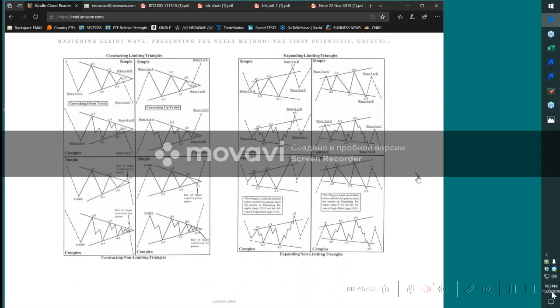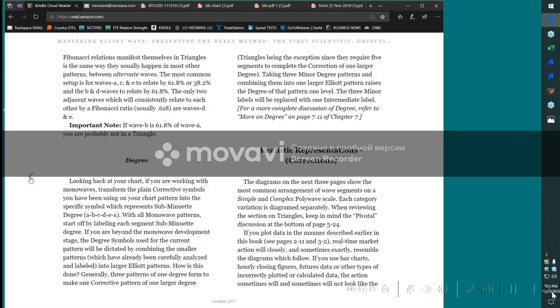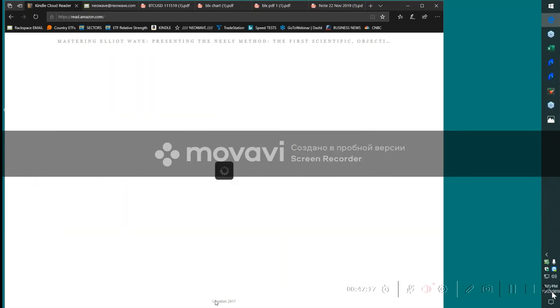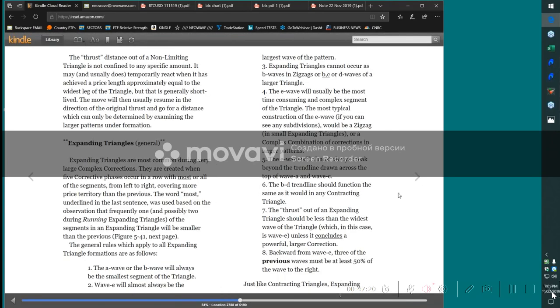Okay, so this is the page you're talking about? Previous one. This is a bunch of flats. You want me to keep going back? Because to do that, I'm going to have to skip back. It's not going to allow me to go back normally.